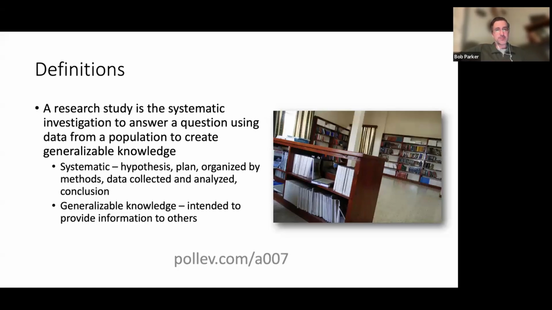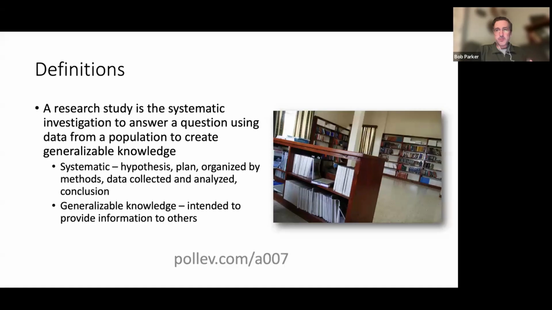All right, so start with definitions. We're still early in the workshop, so I can still get away with defining things. But let's say a research study is the systematic investigation to answer a question using data from a population to create generalizable knowledge. So there's a couple of words in there that require a little bit more definition. What does systematic mean? To me, that means that there's a hypothesis, a plan, there's some kind of organized methods, the way that we collect data and then have a plan to analyze it and draw conclusions from that data. And then generalizable means that it's intended to provide information to others.